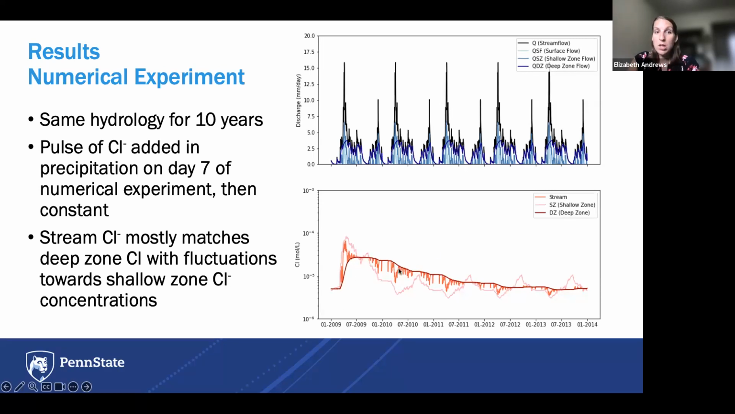And then with time, the concentrations all decrease. Basically, we put the chloride in, and then it's slowly left the system through the outflow in the discharge. And you can see that the stream chloride mostly matches the deep zone chloride, except with fluctuations towards the shallow zone chloride concentration. So our stream is this salmon colored, and you can see that a lot of times it's pretty similar to the dark deep zone, except when it dips down and more closely approximates the shallow zone concentrations.